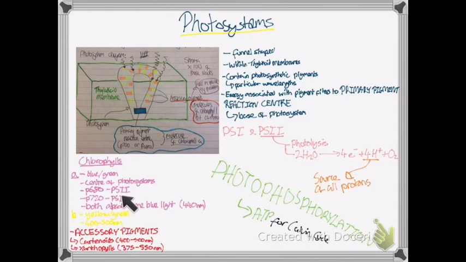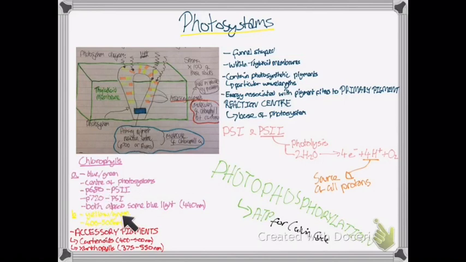So there's two I've written down here. There's probably more. You might need to see if you need to know any more, but these are the two I'm learning, and the only two I'm going to learn. Carotenoids, which absorb a light wavelength between 400 and 500 nanometers, and xanthophylls, which absorb a light between 375 and 550 nanometers. So chlorophyll B and accessory pigments are found in this bit here.